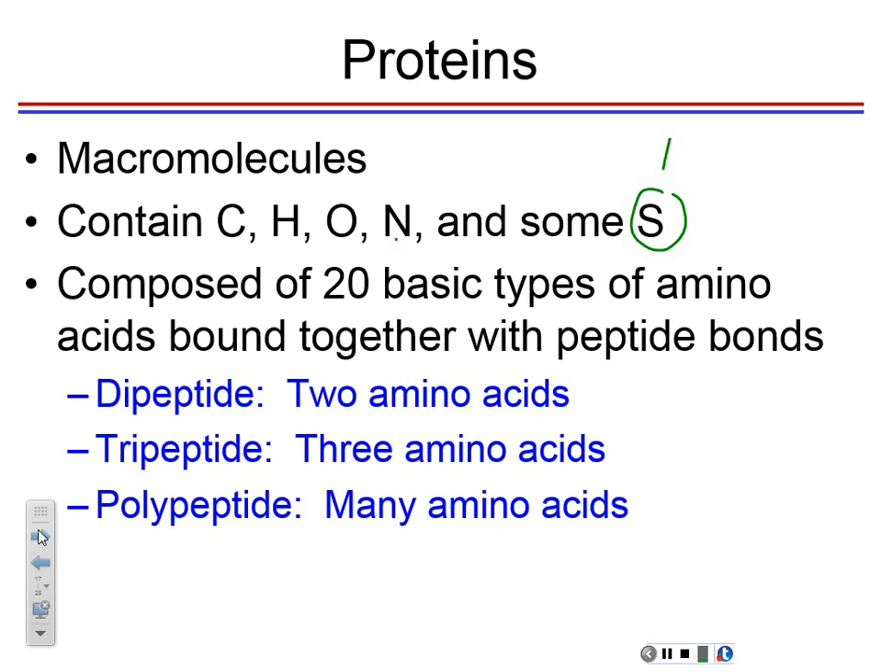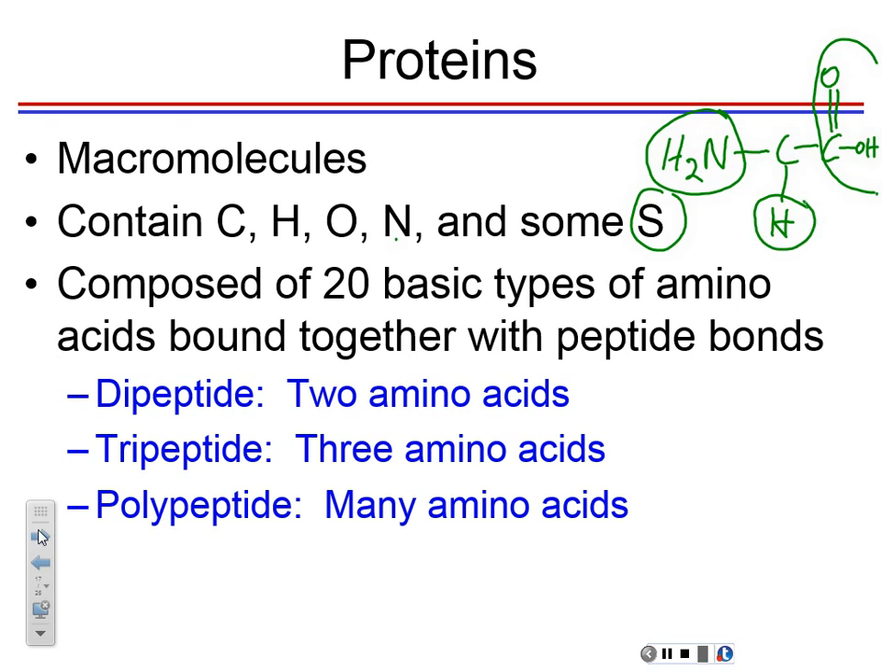So you have the amine end, and then you have the carboxyl end, or COOH. And then you have the H. So what do you have in an amino acid? You've got the amine end, the carboxyl end, and the hydrogen, and the R group is here. That's what makes them different. The simplest one is when this R group is hydrogen. You form glycine. That's the simplest you can get.